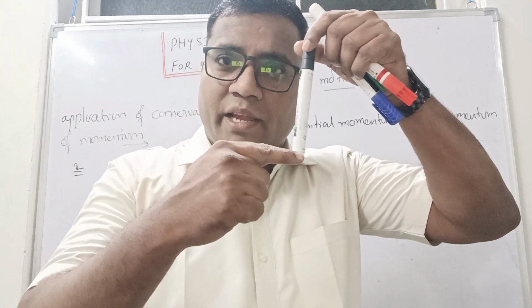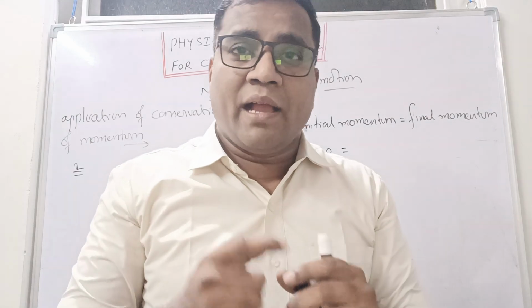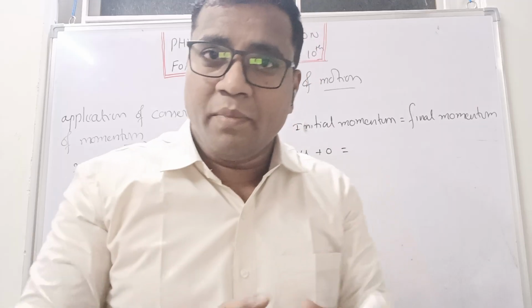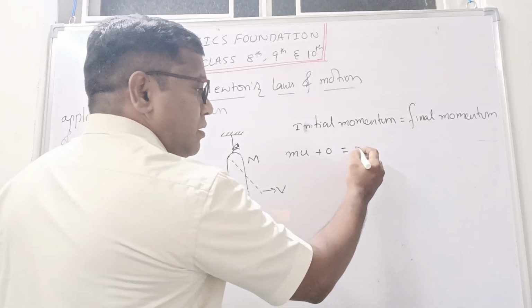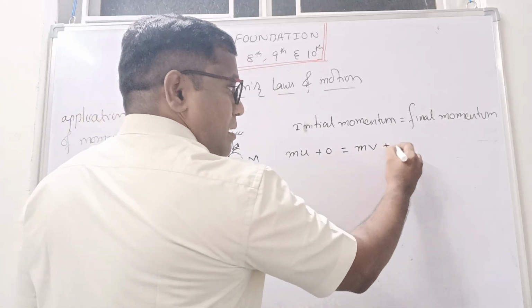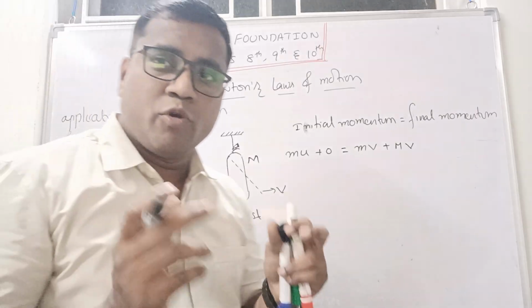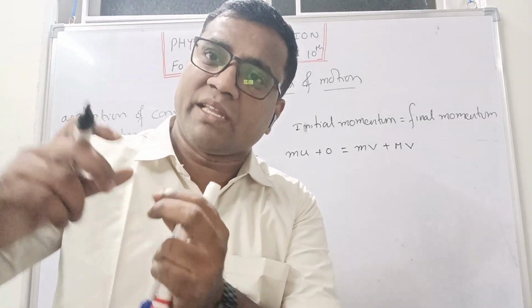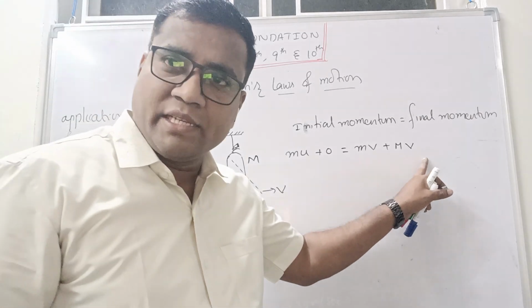When the bullet is stuck into the sandbag, both are moving, and both have the same velocity. So the final momentum is mass of bullet into velocity plus mass of sandbag into velocity. I hope you understood, right? Because both are stuck with each other and moving together, both velocities remain the same. That's why I wrote v here and v here.